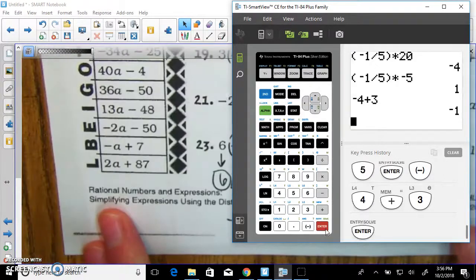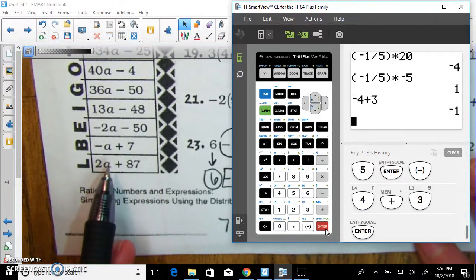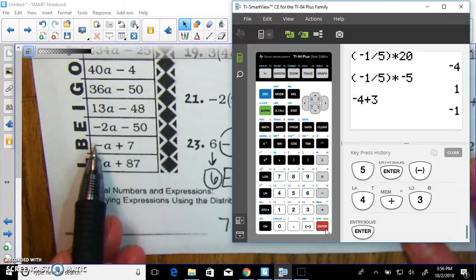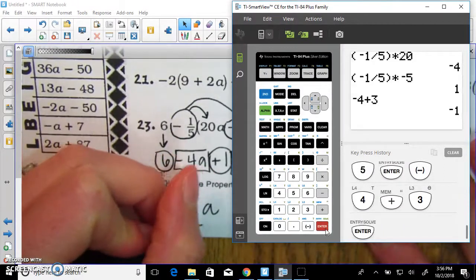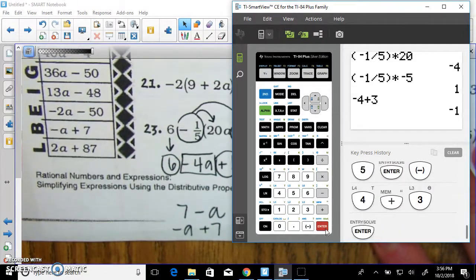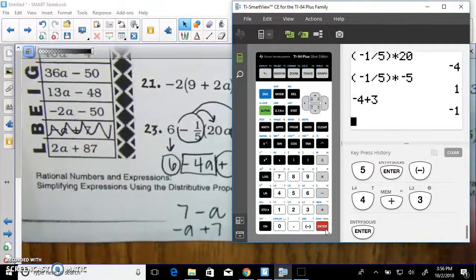Now, if you look at your answer choices, they don't have 7 minus a, but they have negative a plus 7. Is that the same thing as what we have? Negative a plus 7. Yeah, they just changed the order of things, so that would be the correct answer.